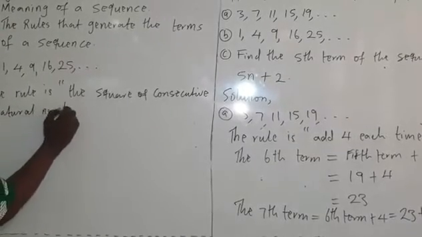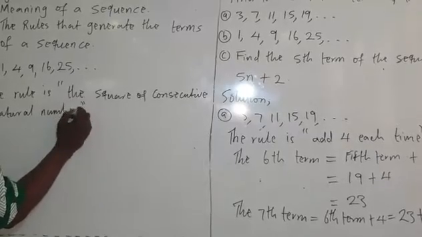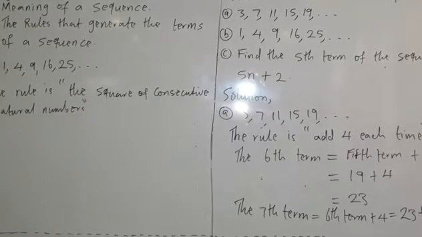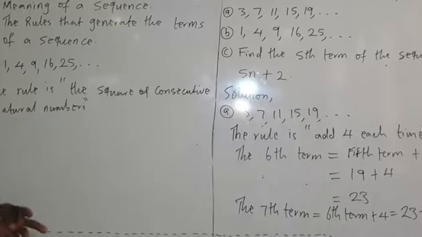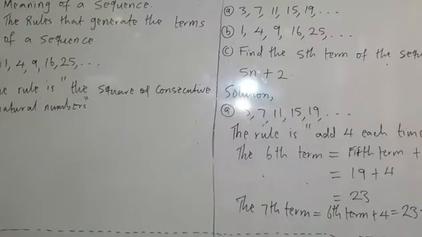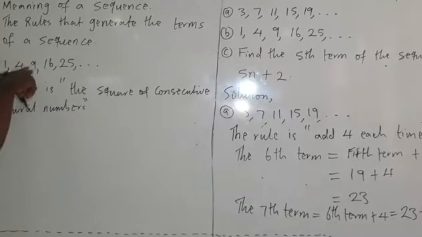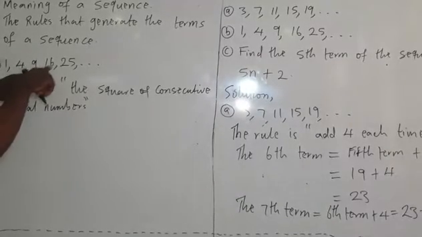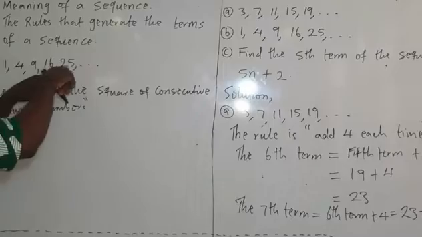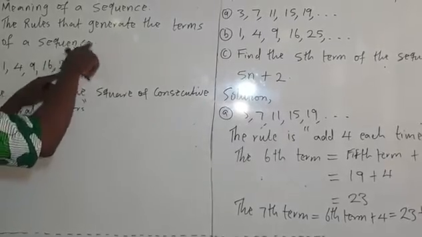numbers. So if I may ask, what are natural numbers? Natural numbers are a set of counting numbers like 1, 2, 3, 4, 5, 6, 7. So square of 1 gives us 1, square of 2 gives us 4, square of 3 gives us 9, square of 4 gives us 16, square of 5 gives us 25.